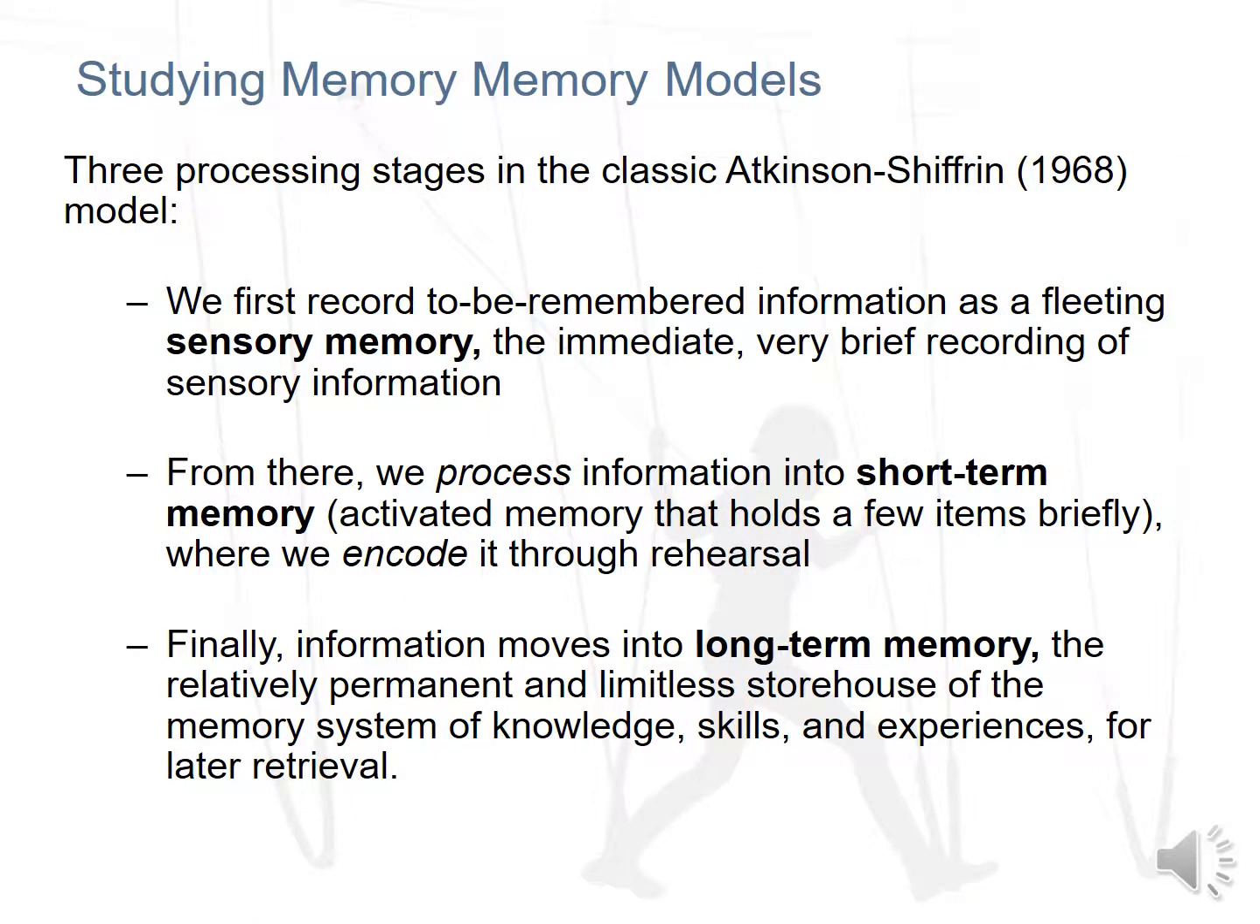Atkinson and Shiffrin in 1968 developed a 3-stage processing model of memory. First, we record to-be-remembered information as a fleeting sensory memory, the immediate, very brief recording of that information. From there, we process information into short-term memory, an activated memory that holds a few items briefly, where we encode it through rehearsal. Finally, the information moves into our long-term memory, the relatively permanent and limitless storehouse of the memory system of knowledge, skills, and experiences for later retrieval.